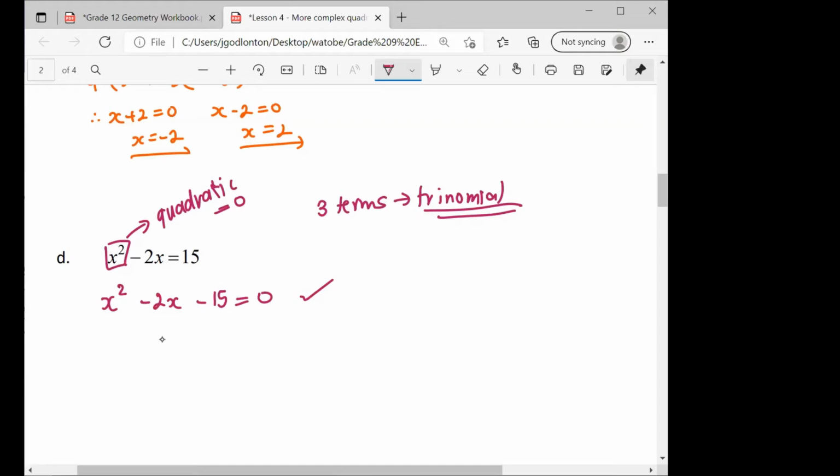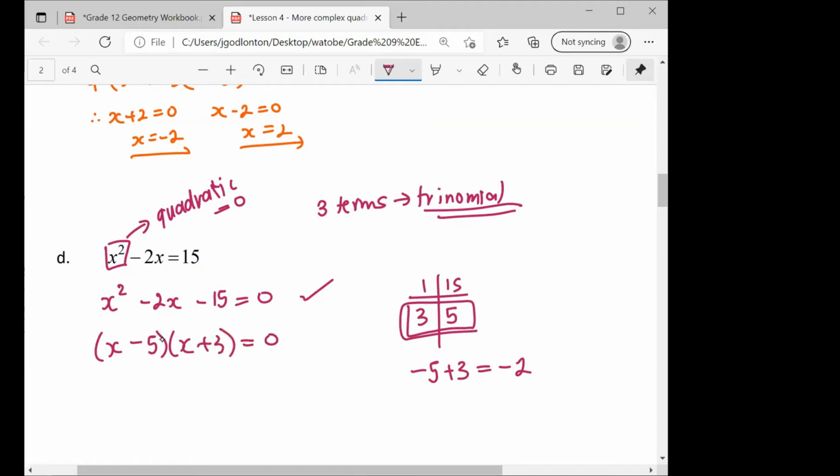Now we need to factorize. So we're going to work with our factor pairs of 15: 1 and 15, 3 and 5. I can see I'm going to have to use 3 and 5, and negative 5 plus 3 is going to give me negative 2. So my brackets, I'm going to have x minus 5, and then x plus 3, and that's going to be equal to 0.